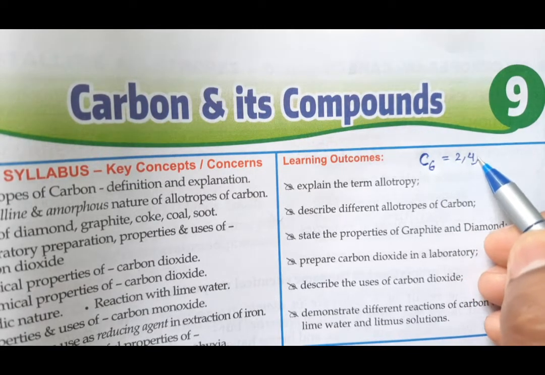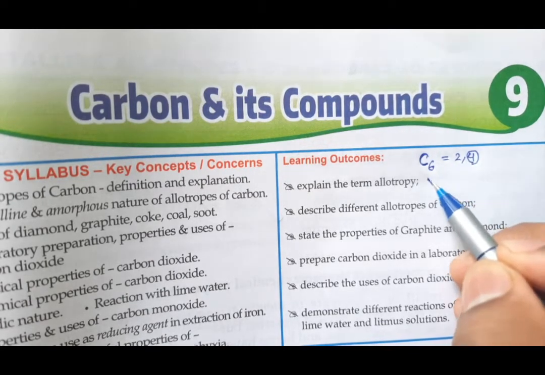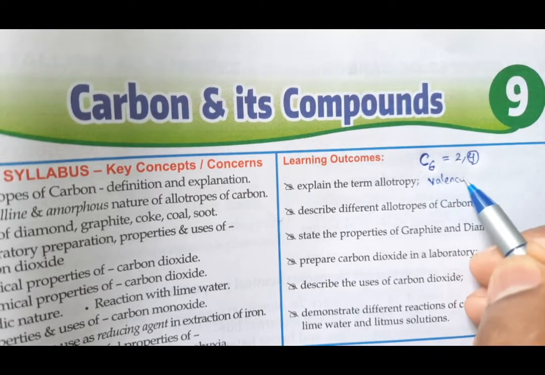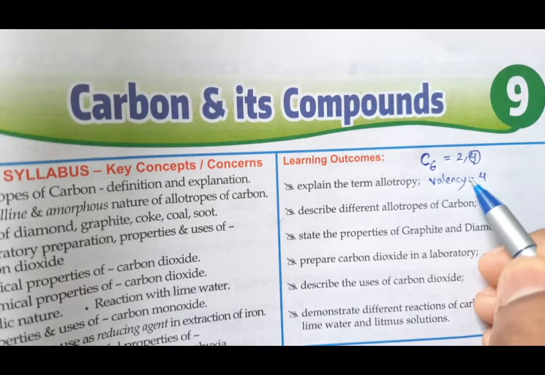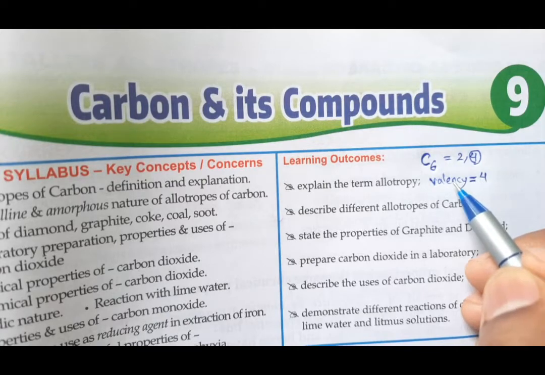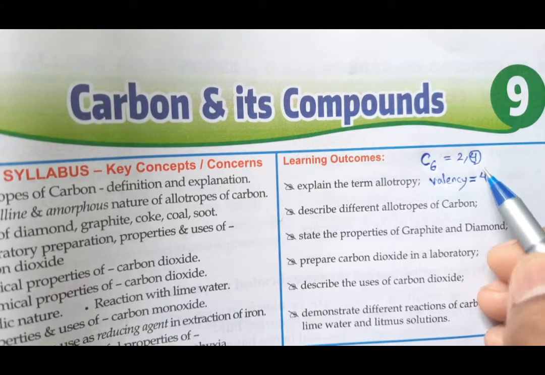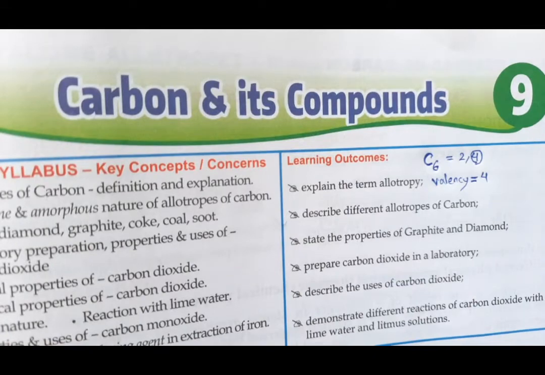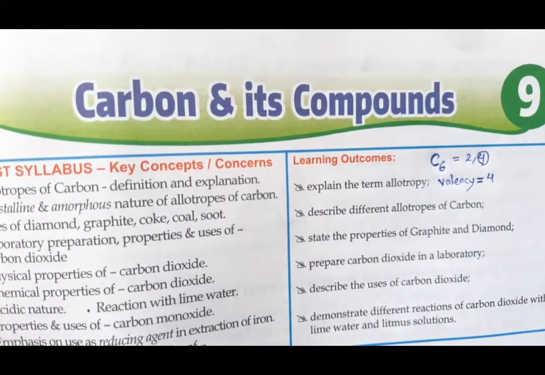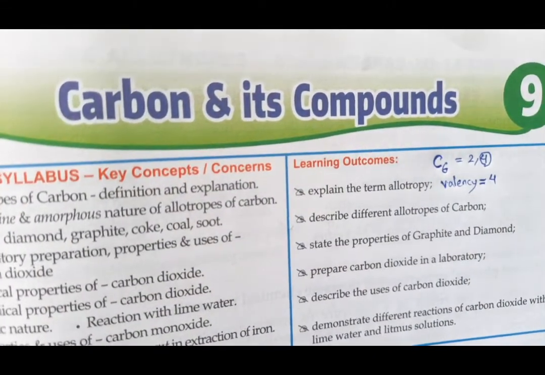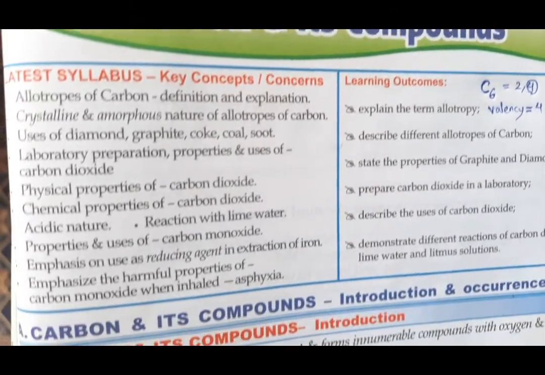And since it has 4 electrons in the outermost shell, therefore its valency is 4. We neither write positive 4 nor negative 4, we simply write 4. Since it has 4 in the outermost shell, its valency is 4, students. Now we are going to see its compounds, and they are very important, students.